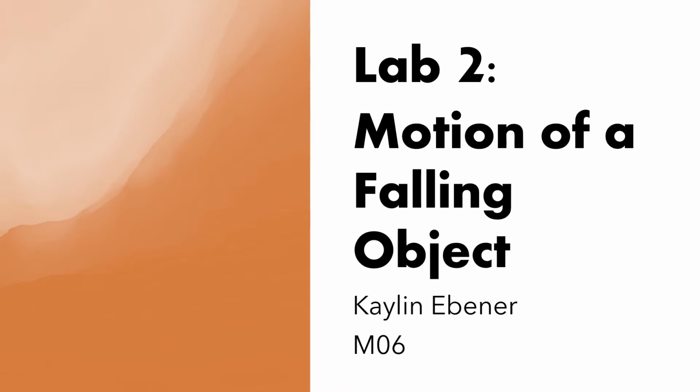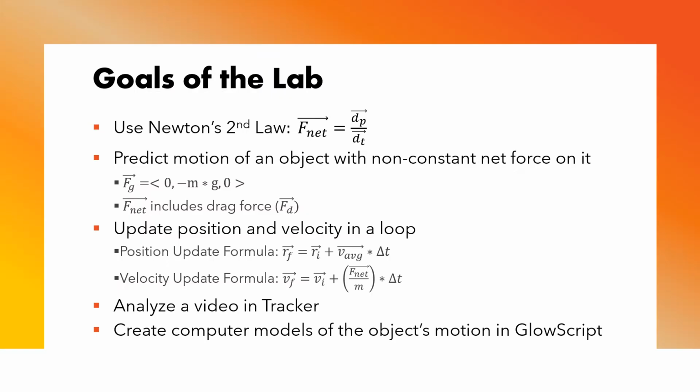In this presentation, I'll be discussing how I performed a real-life observation of a falling object, how I created two different computer models of the system, how I compared my real-life observation to the computer models, and then I'll discuss the principles involved. The first goal in this lab was to implement Newton's second law with a non-constant net force caused by the forces of gravity and drag.